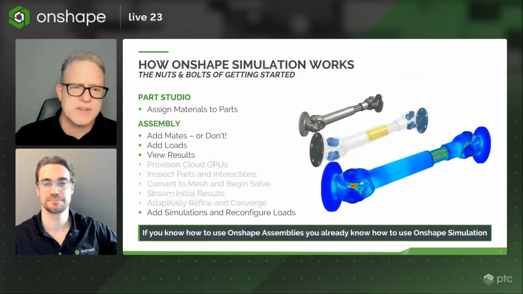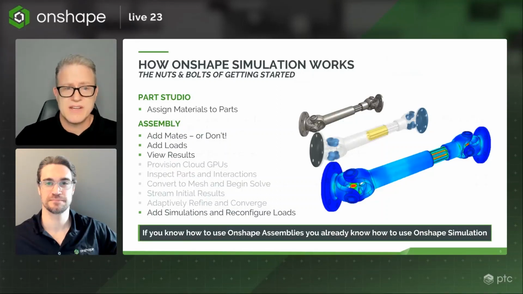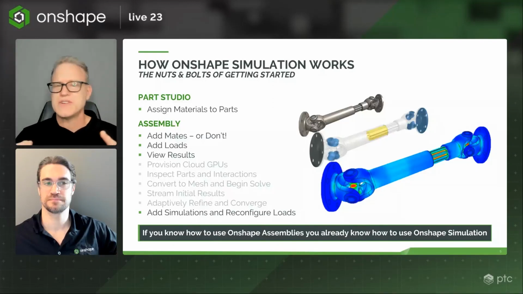So the way that it works is all very familiar to Onshape users. Parts, that is the shape, are created in part studios where material properties are assigned. Assemblies are then created, which define the context of how the parts fit together and interact. And now you already know how to do this.